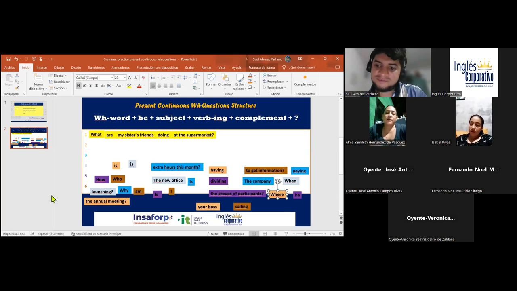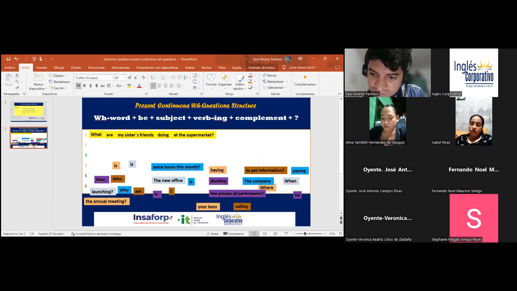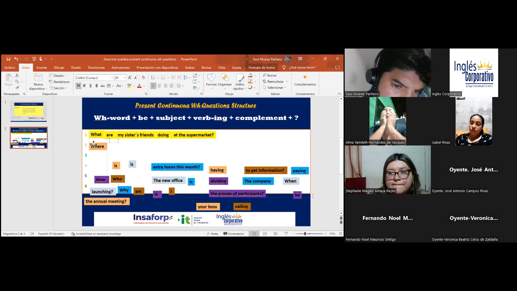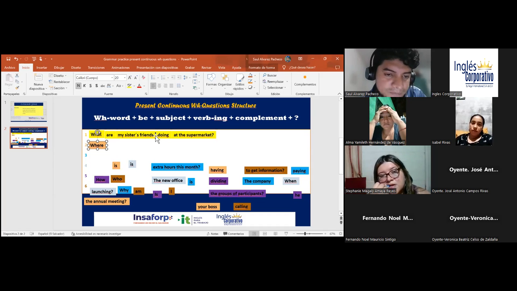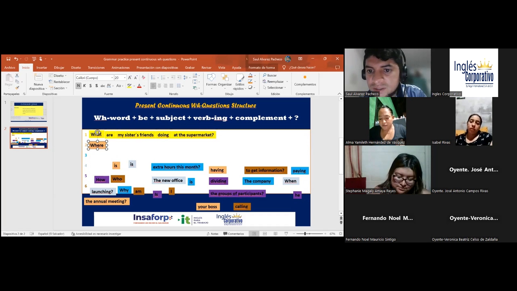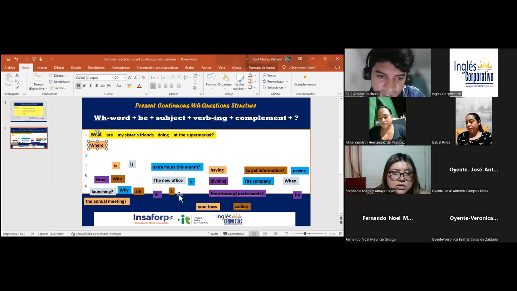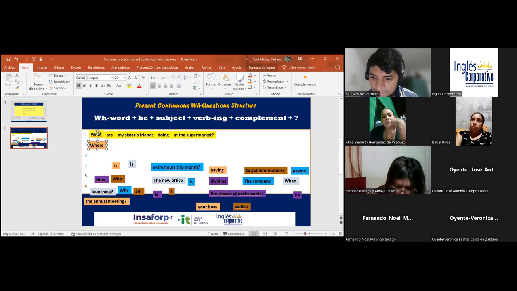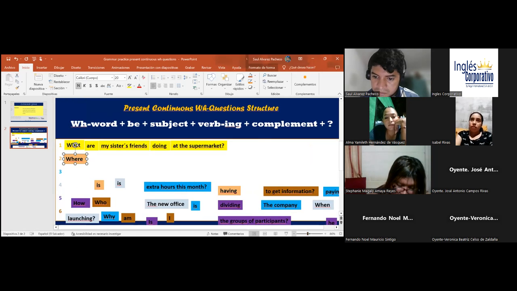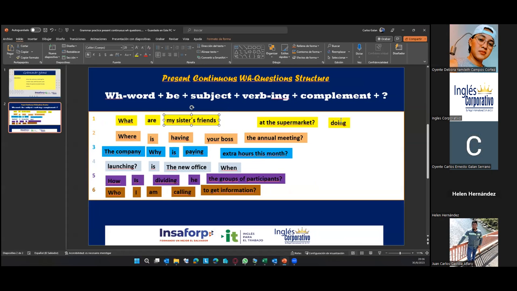Okay, teacher. Hello, Alma. Isabel. Hello. Okay. Vamos a buscar todo, ¿verdad? Todito los cositos que están ahí, los colores. Solo es a ordenar la oración. It's correct, but it respects the structure: the WH word, plus be, plus subject, plus verb ing, plus complement. What? Okay. Where is? Oh, sorry. Where is? Oh. Sí, sería.